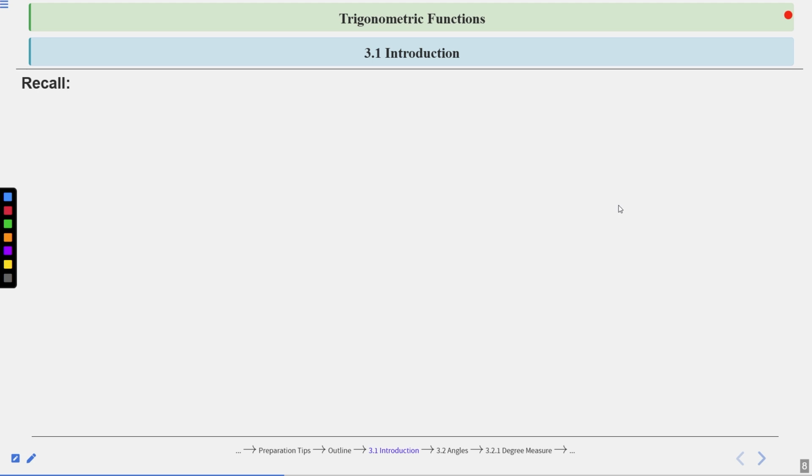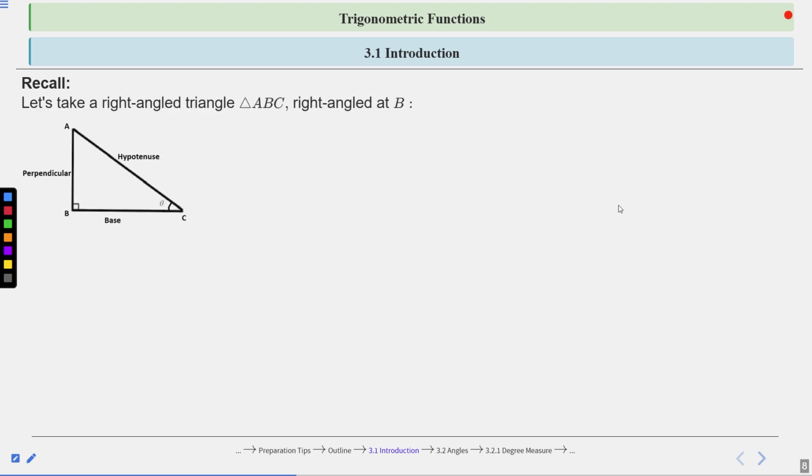Now let's recall something. Suppose you have a right angle triangle ABC, right angle at vertex B. Now this BC side is your base, this AB is your perpendicular side of your right angle triangle, and this AC is the hypotenuse, and BC and AC both make theta angle. So theta is one of the acute angles, acute meaning your angle is between 0 to 90 degree.